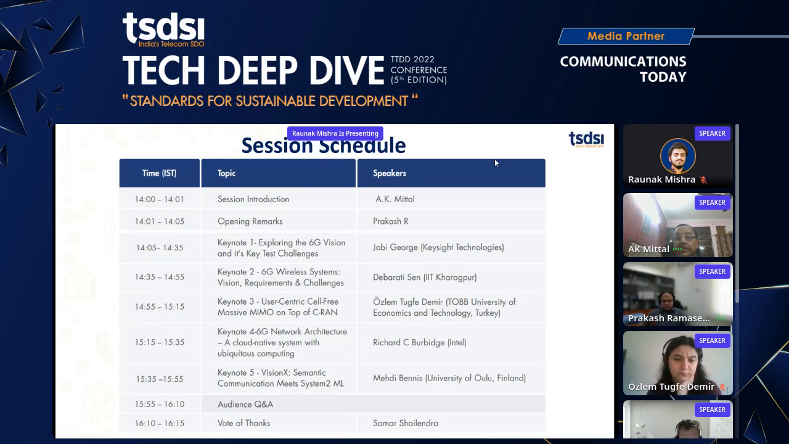TSDSI, as you are aware, is a leading SDO in India. We are on par with ETSI, TTA, ARIB and so on. We are a member of 3GPP. There has been a lot of interest in 6G. In fact, a lot of people might have questions on how come 6G is getting started so early, because just now the 5G rollout has started across the industry.